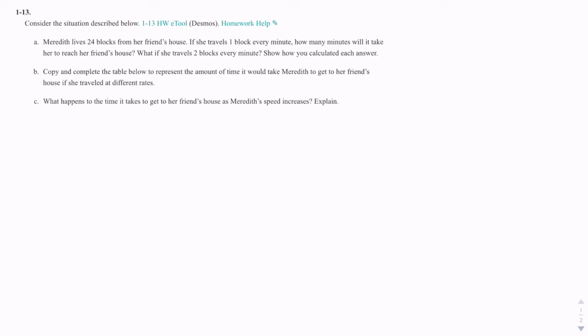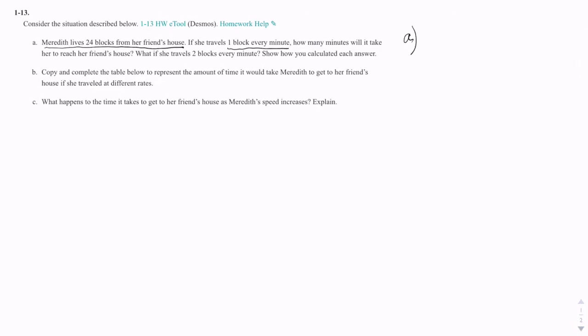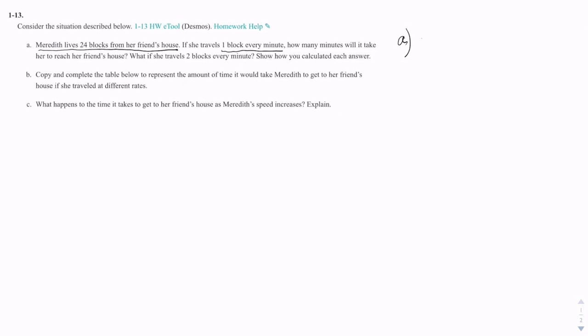Okay, for 113, they are giving us this word problem, and the important information in this word problem is that Meredith lives 24 blocks from her friend's house, right? And then they say if she travels 1 block every minute, how many minutes would it take? Well, if she travels 1 block every minute, then it's going to take her 24 minutes, right?